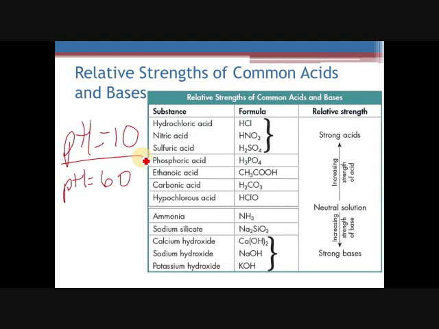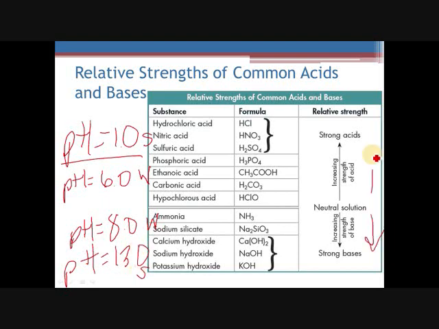Same thing, closer to neutral for the bases. A pH of 8 is going to be weak compared to a pH of 13, which would be strong because it's farther away from neutral. As you go farther away, it gets stronger. That's something that's really good to know.